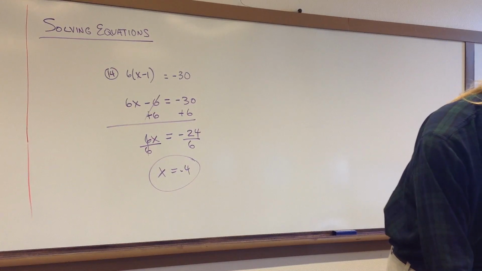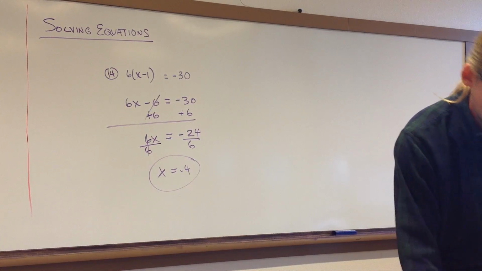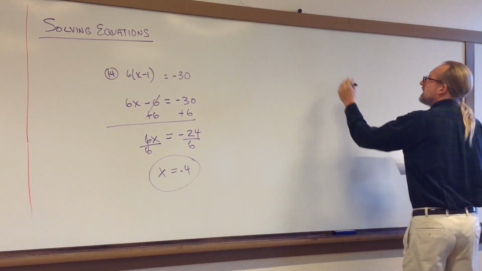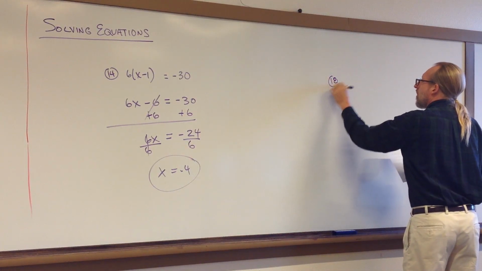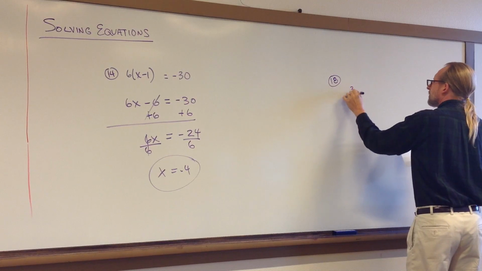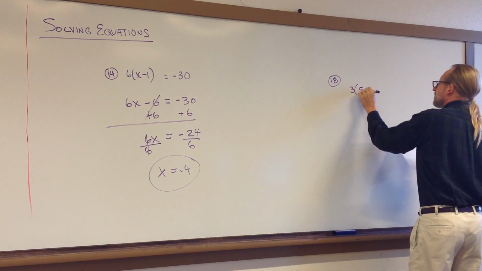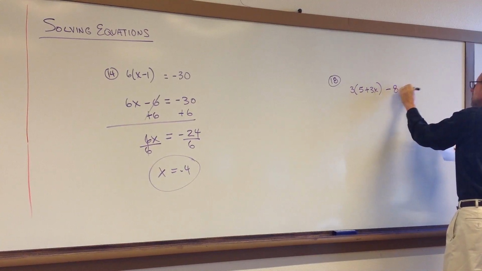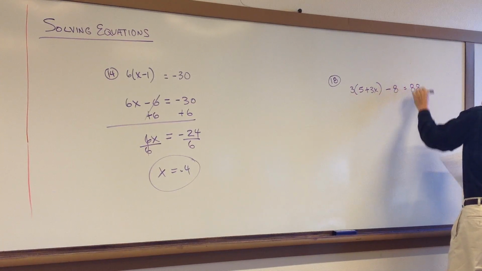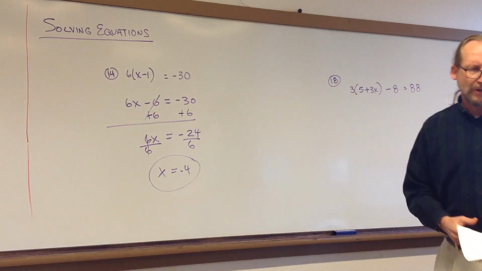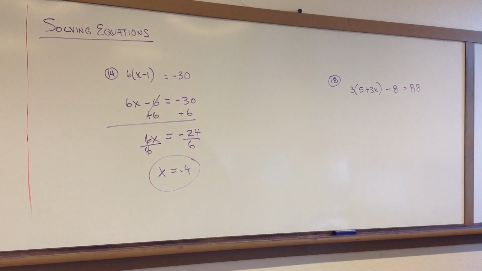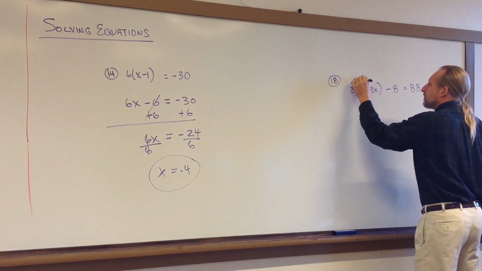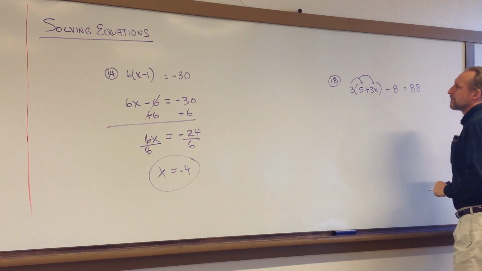Now if we go over onto the second page, problems get a little bit more complicated here. Problem 18, let's see, we start off 3 times 5 plus 3x minus 8 equals 88. And there's a variety of ways to go about solving this one. I'm going to distribute first, distribute the 3 into the parentheses.